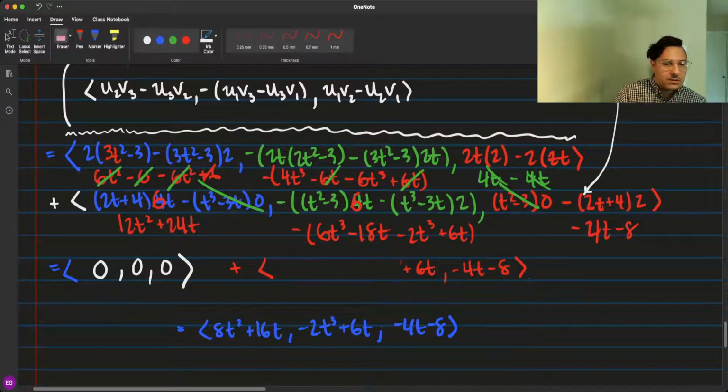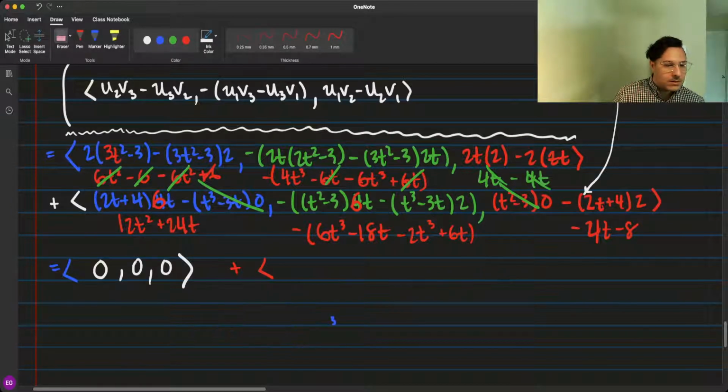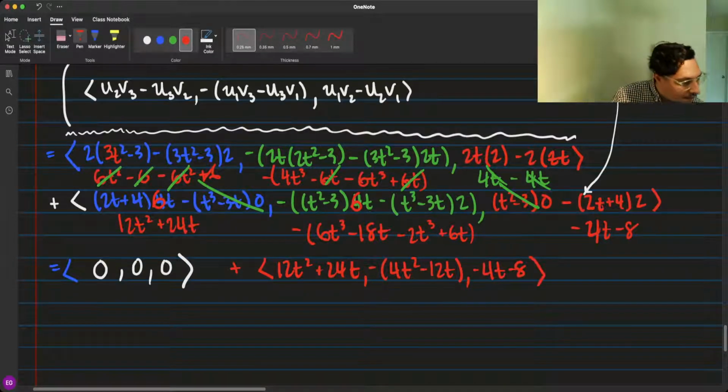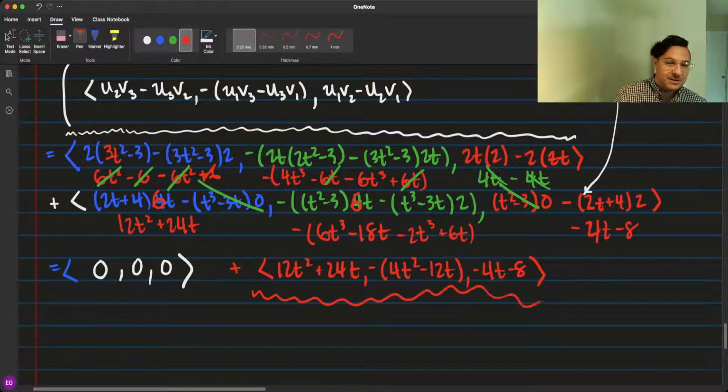So this changes a little. You get 12t squared plus 24t, comma, 6t cubed minus 2t cubed is 4t cubed. Minus 18t plus 6t is minus 12t. You have a minus around all of that. And then you get your minus 4t minus 8. Oh, cool. And that actually is the right answer, because I have the answer written down here, and this is it. Whew.